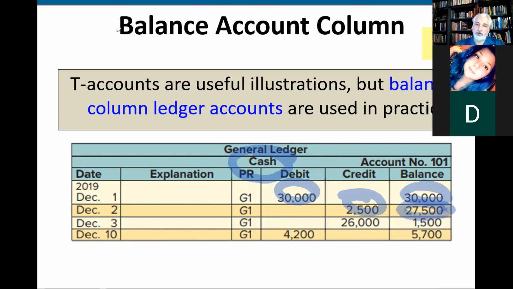But we keep a running tally. We start with 30 grand. We spent 2,500. We spent another 26,000. We made 4,200. We probably sold something, got some cash in the door. And we have an ending balance here of 5,700.